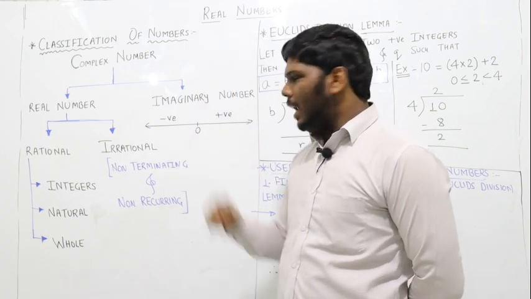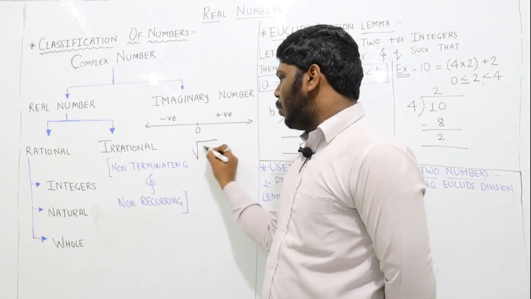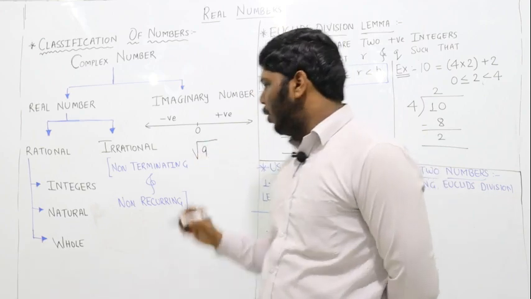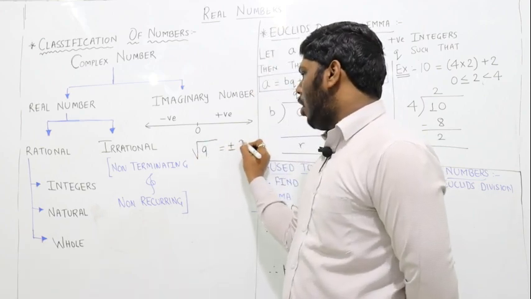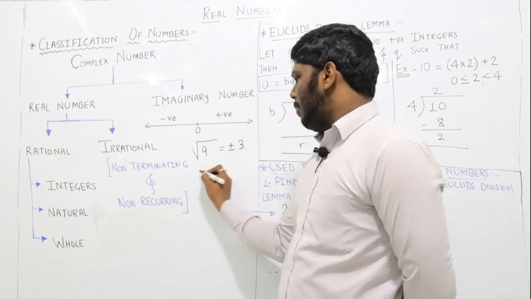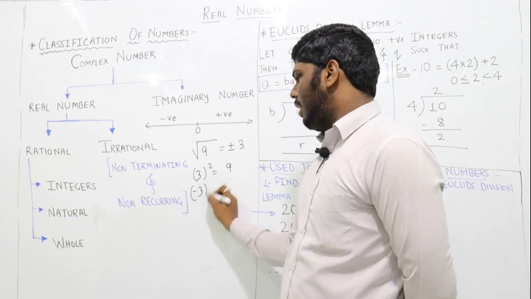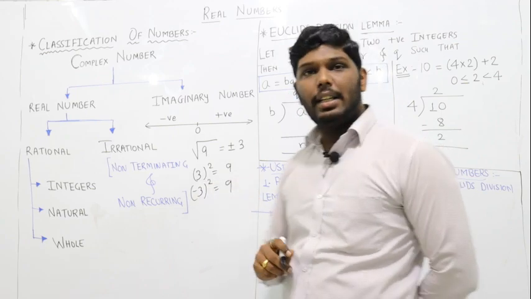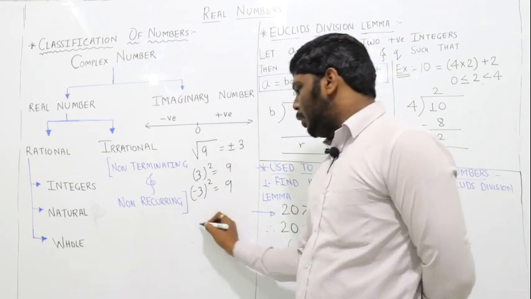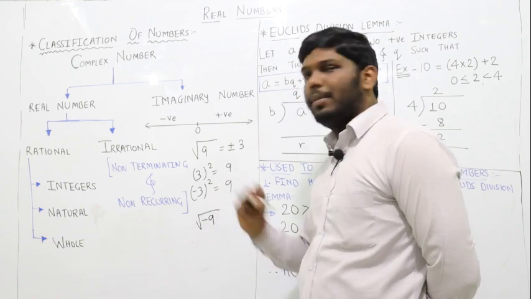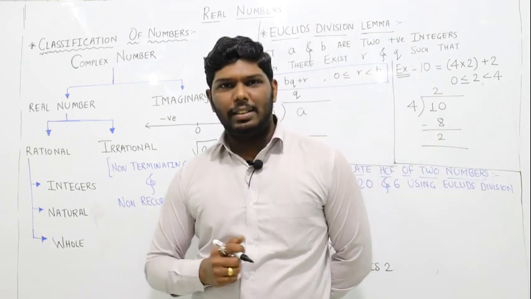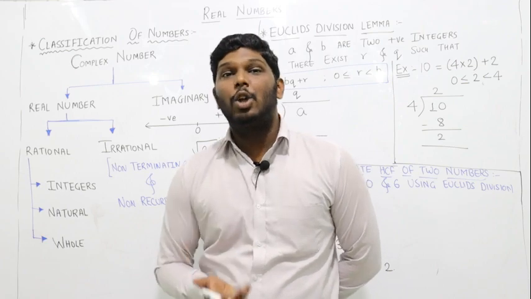For that I'll ask you one simple question. What is square root of 9? Square root of 9 is plus 3 or minus 3. Why? Because if we square 3 or if we square minus 3, in both the cases we get the answer 9. But if I ask you what is square root of minus 9, in that case we don't have the answer. We say that the answer does not exist.